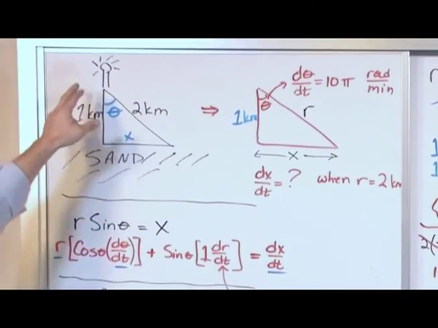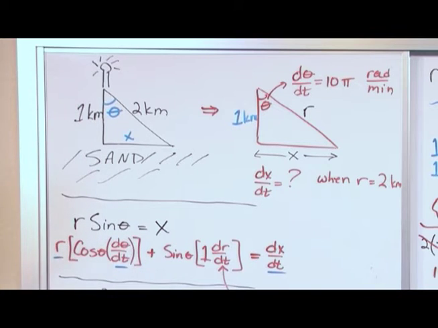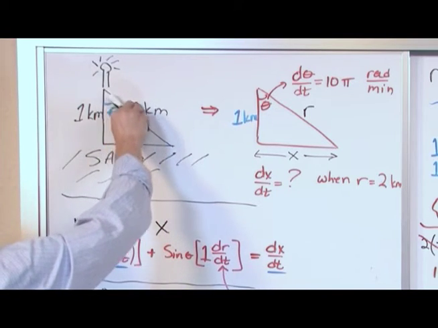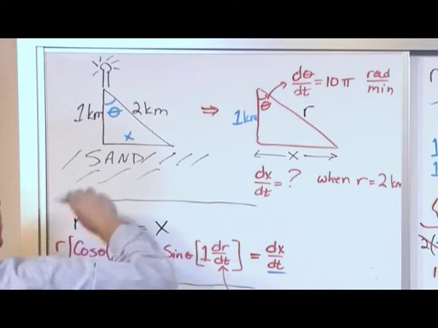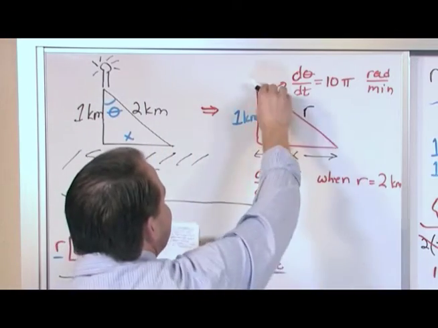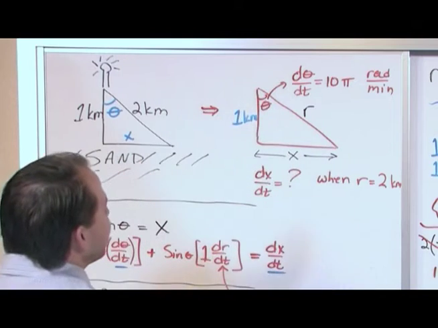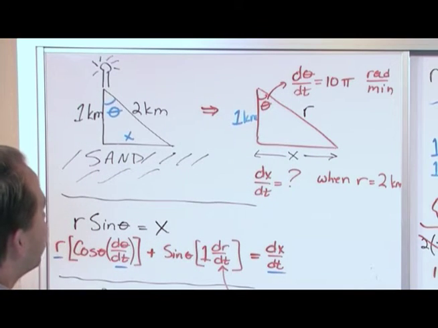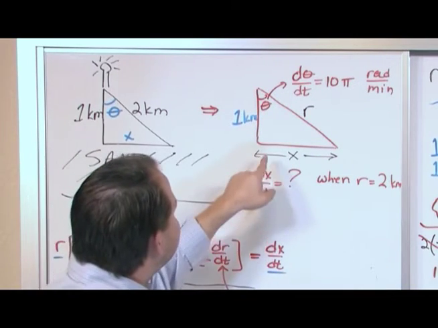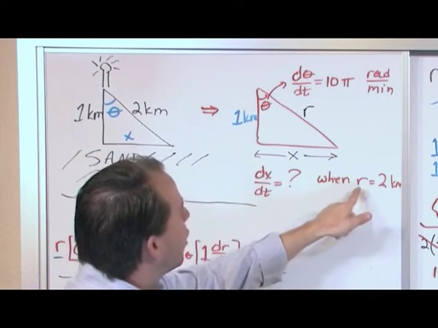So we have a lighthouse. It's 1 kilometer away from the sand. We're interested at the point in time when it sweeps out where the beam is 2 kilometers away. So we would label this distance r, and we label this distance x. The reason we do this is because we have to write an equation expressing these in terms of derivatives. We're trying to find dx/dt at the moment when r is 2.